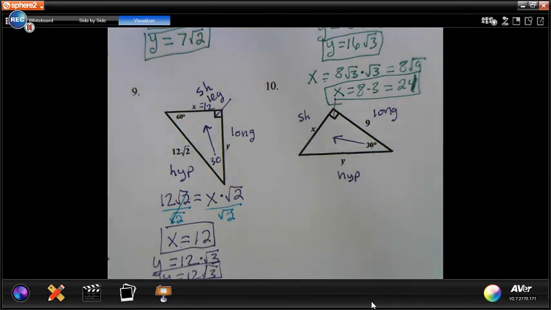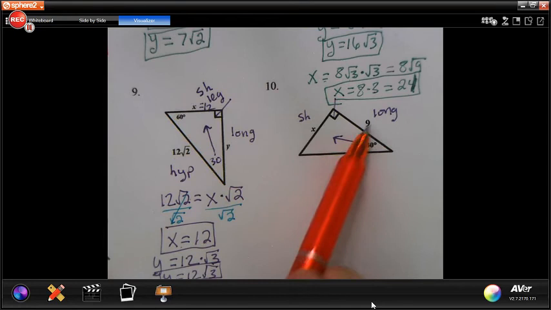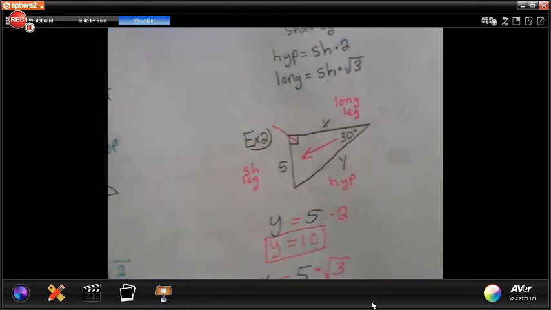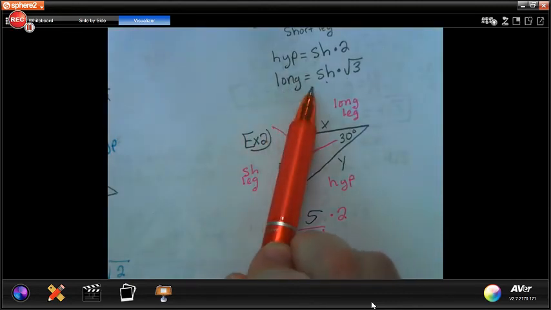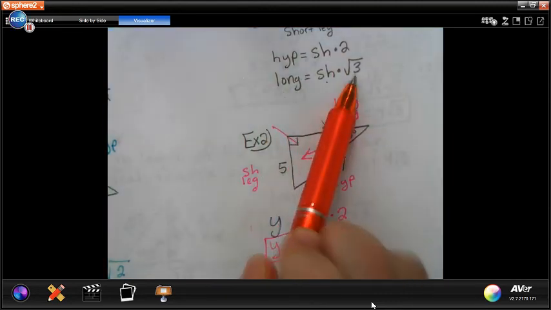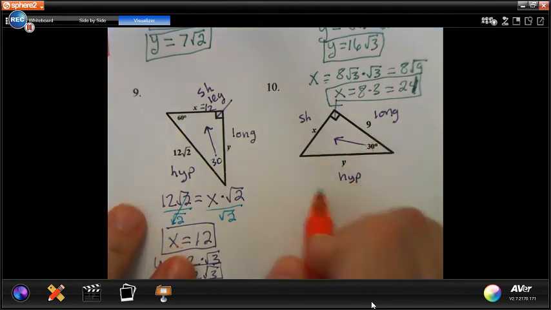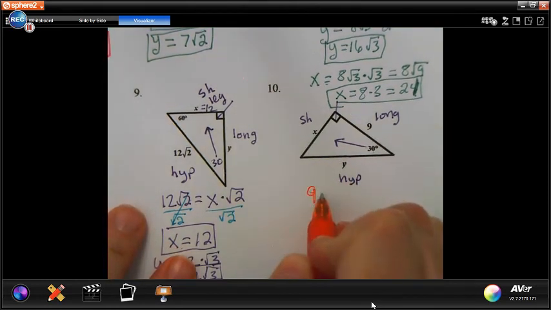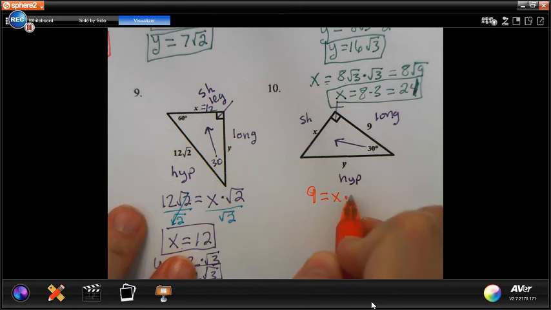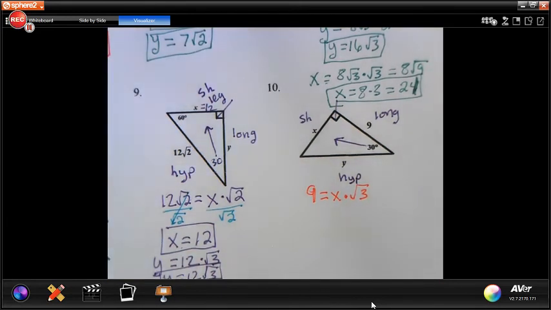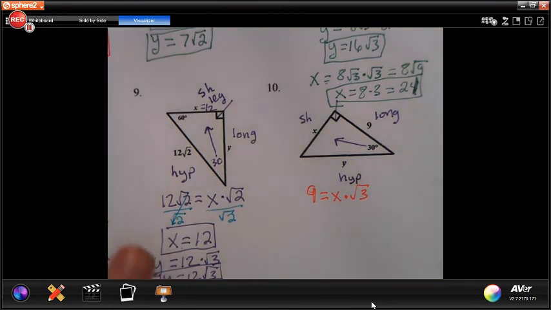So our number is on the long side. So we're going to use the long leg formula first. So long equals short times radical 3. Long is 9 equals our short times radical 3. If you end up with an equation with 2 variables, then you did something wrong. Maybe you used the wrong formula and you might want to switch to the other formula. Or you forgot to plug in a number for a variable.